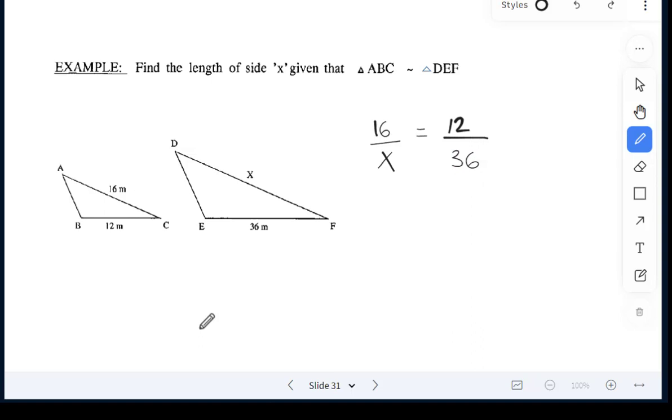If you guys remember, when you set up a ratio, we can use cross multiplication to solve for x. So to solve for x, we multiply 16 times 36, and we divide by 12. So x is equal to 16 times 36, and then we're going to divide by 12. You just have to put that into your calculator, and we get 48 meters.